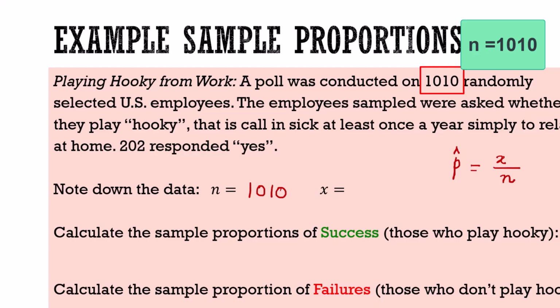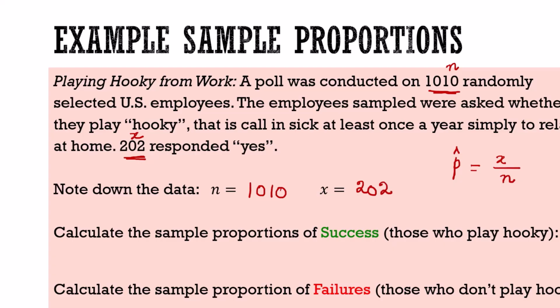So let me get here to this. 1,010 is what our n is, the sample size. And x would represent those that responded with a yes. So this is going to be our x. So x is 202, right?